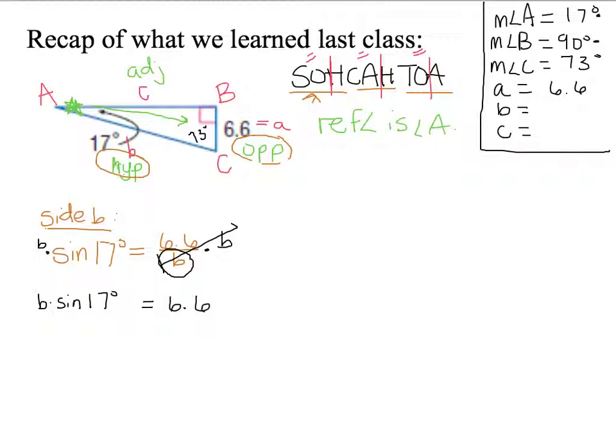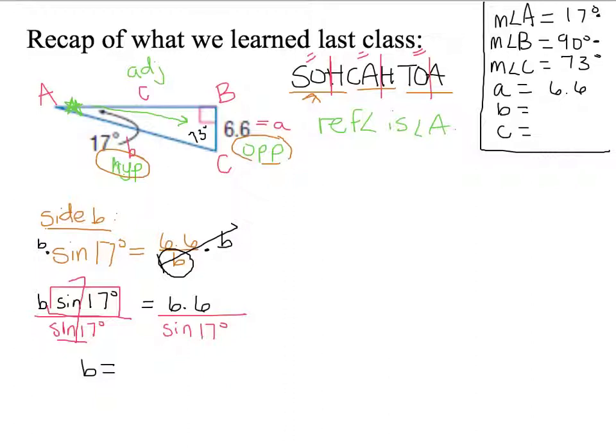Well, sine of 17 degrees, it may look ugly, but it is just a single number. If you were to type that in your calculator, it's a single number, ugly number, but single. That's a number times our variable b. So in order to get b alone, we have to divide by that number. On this side, these simplify to a factor of 1. 1 times b is b. And on the other side, we'd have 6.6 divided by the sine of 17.